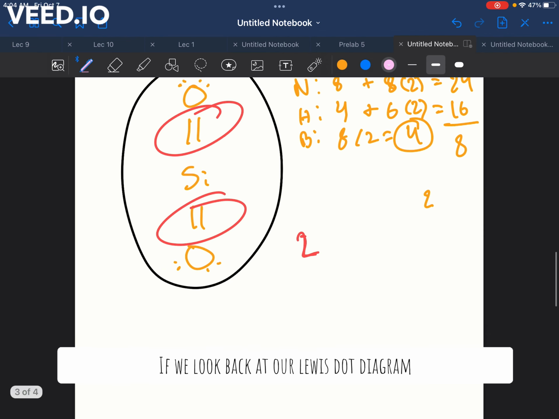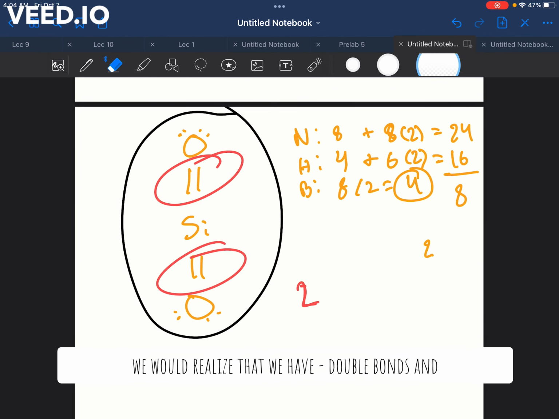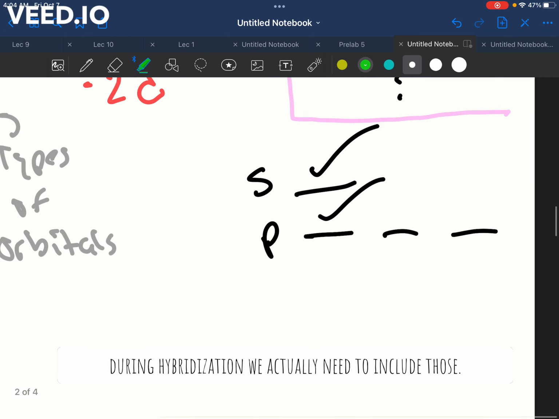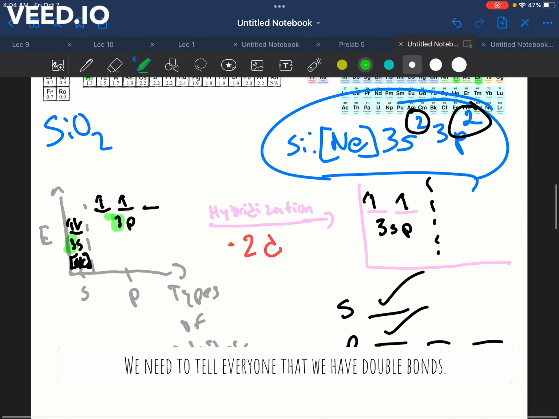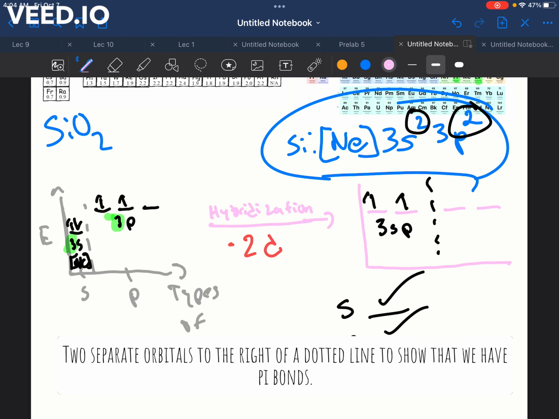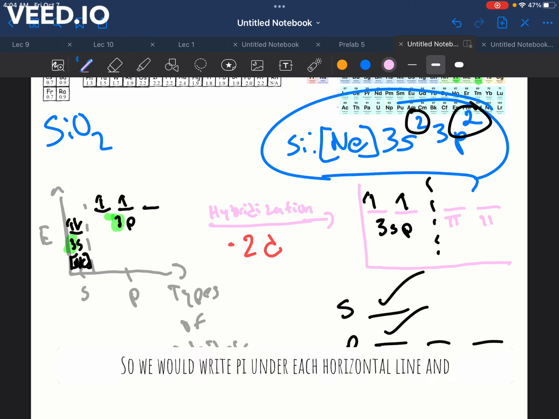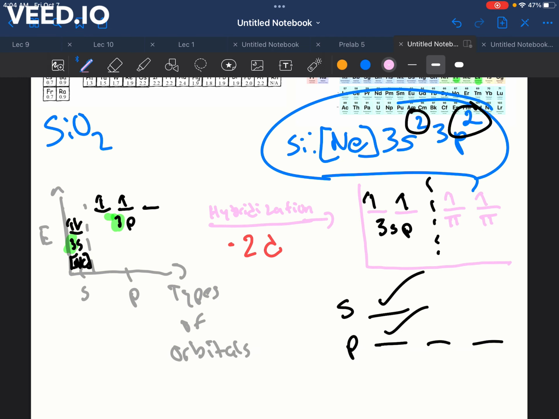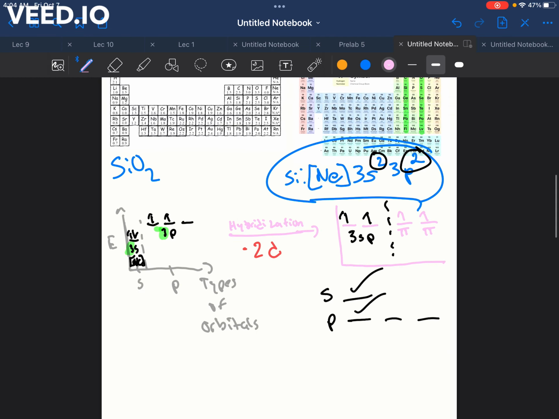If we look back at our Lewis dot diagram, we would realize that we have double bonds. And during hybridization, we actually need to include those. We need to tell everyone that we have double bonds. As such, we would draw two more orbitals underneath each, two separate orbitals to the right of a dotted line to show that we have pi bonds. So we would write pi under each horizontal line. And then we would draw one electron for each of them. And this is our final draft.